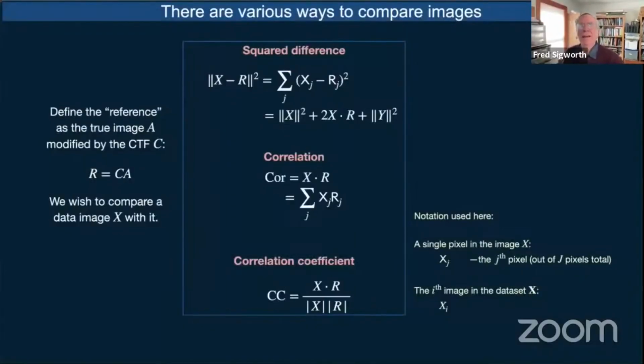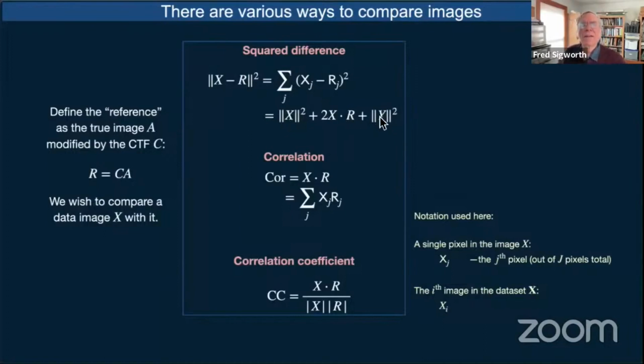First, let's think about how to compare images. Remember, in Frealign, we have to compare the sort of ideal projection image with an actual experimental image, and so we have to somehow compare them. Frealign uses this correlation coefficient. Another way of doing it is to say, well, what is the squared pixel-wise difference between the image and the reference? And so what we do is we just sum over every pixel of the pixel difference and we square it.